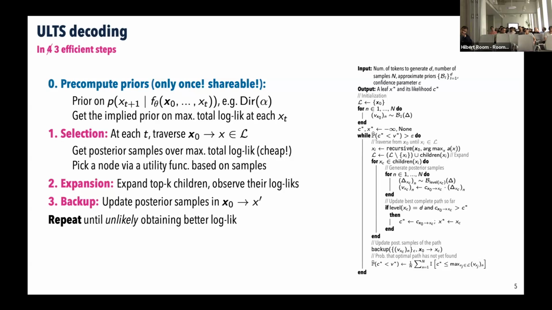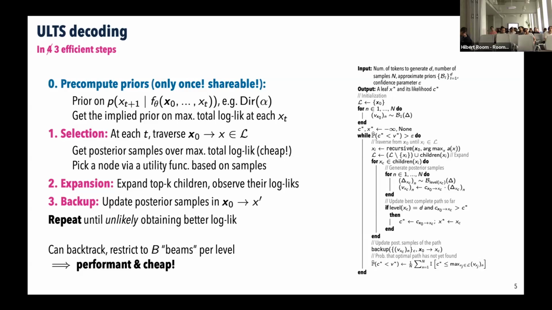Then we can repeat this until we are unlikely to obtain better log likelihood. There are two things here where the posterior samples are used for decision making. The first one is selection, of course, and the second one is to terminate the algorithm. We can estimate the probability that the next value we encounter, if we go down this path of the tree, will be larger than the current maximum likelihood that we have encountered so far. It's actually this one here. And if the probability is very low, then we can just terminate.